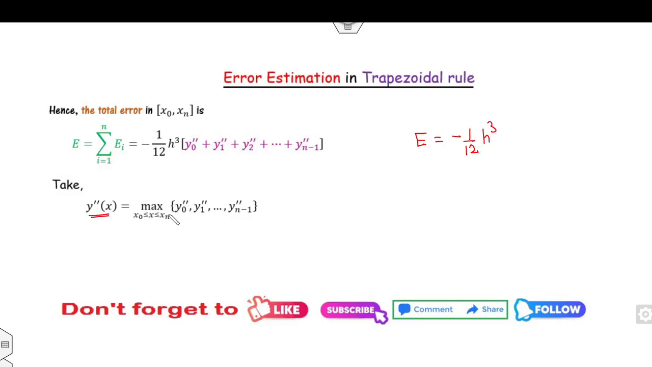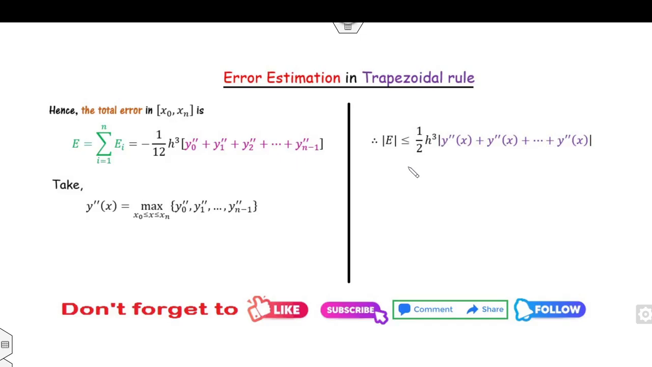So what is the meaning of that? y0 double dash is less than or equal to y double dash. Similarly, y1 double dash is less than or equal to y double dash. So that means I can take the modulus value. It will be less than or equal to y double dash and so on. Fine. So I can substitute how many times? This is n times. So h cube into n y double dash of x, over 12. Sorry, it is not a 1, not a 2, it's a 12.